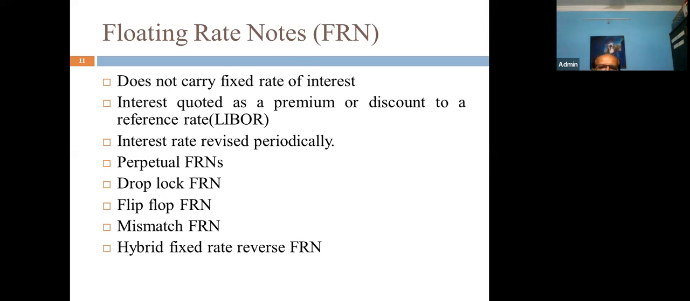Here the investor is paying less, so that is called a discount. When the investor pays more than the price quoted, it is called a premium. When the investor pays less than the price quoted, it is called a discount. So this was about premium and discount. Sometimes there is a premium, sometimes there is a discount.